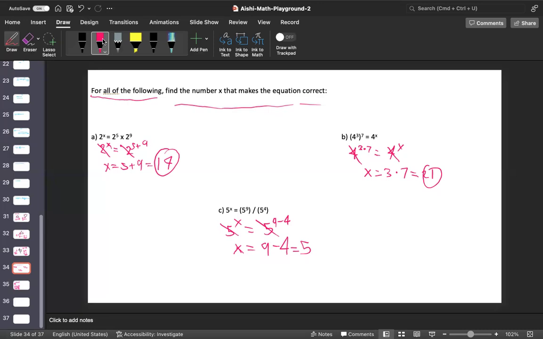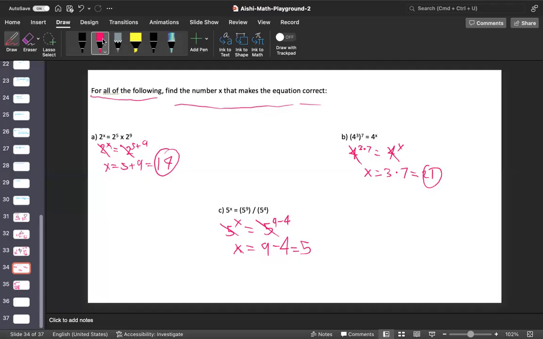Okay, on to b. In the parentheses, we have 4 to the power of 3, all of that to the power of 7 is equal to 4 to the power of x. So we can rewrite it as 4 to the power of 3 times 7 is equal to 4 to the power of x. And we have the same bases again, so those cancel out, and we're left with x is equal to 3 times 7, which is 21.